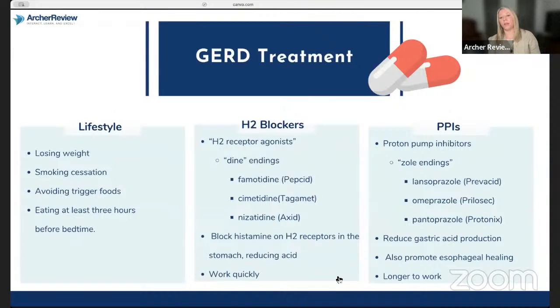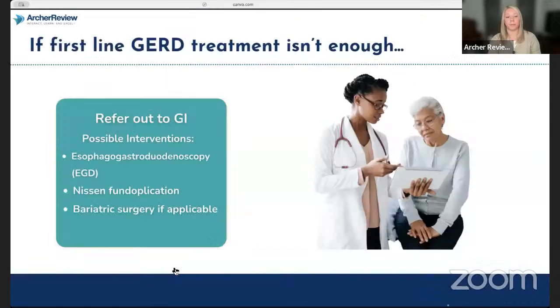Our proton pump inhibitors, PPIs, are the heavy hitters. They end in zol, lansoprazole, and omeprazole. They reduce gastric acid production and promote esophageal healing. They do take longer to work, though. 3 to 4 days is really when most patients start to see improvement. Now, there are some side effects to taking long-term PPIs, like vitamin B12 deficiency and osteoporosis. So keep that in mind when prescribing.